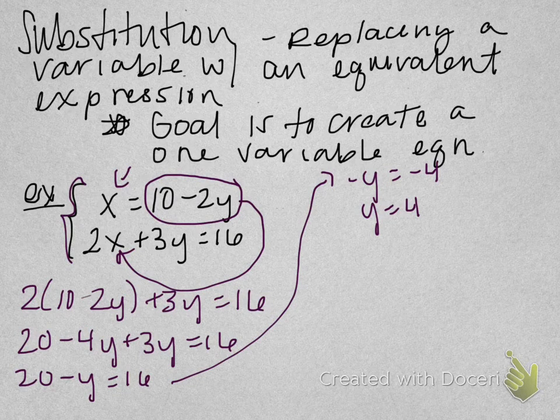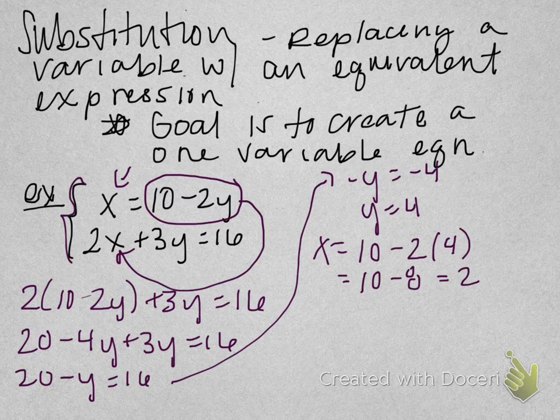The simpler of the two is to use the first equation. So I will have x is equal to 10 minus 2y. We know what y is, so let's substitute that 4 in. We have x is equal to 10 minus 8, which is 2. So x is equal to 2, y is equal to 4. So our solution is the ordered pair, because remember, graphically our solution is an ordered pair, is 2, 4.